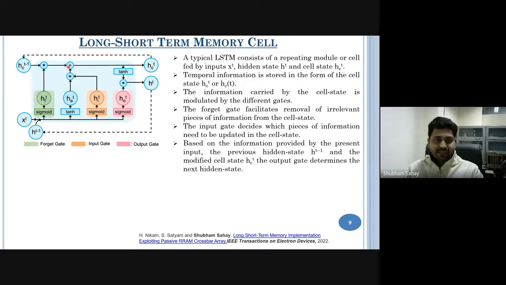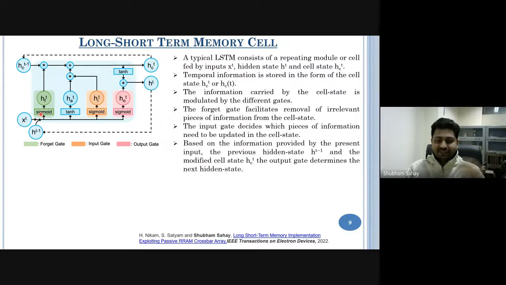And after this, based on the information provided by the hidden state and input, the output gate transforms and identifies the next cell state. So this cell is repeating. This is the cell at time instance t. For the input at time instance t minus 1, we also have a similar cell, and that cell generated a hidden state as well as a cell state, the context information. Now this context information is processed based on the current input.